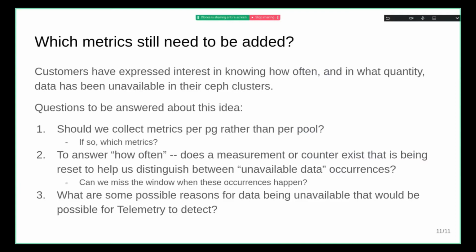If PGs are not available, and we know that from the PG states, it is expected to have Slowups, right? So that time Slowups is not going to be very useful. But if the PGs are active clean and still there are Slowups, those are the cases where there could be a network thing going on, or just a backlog.